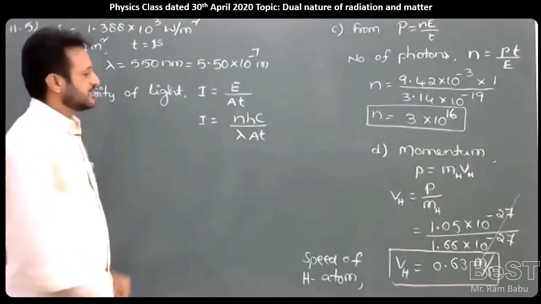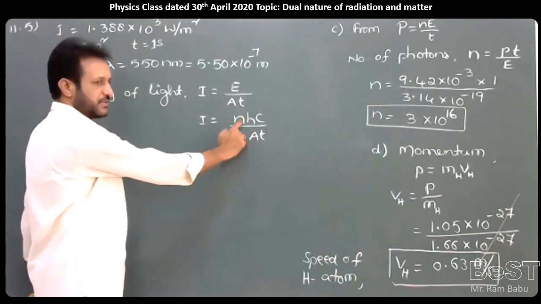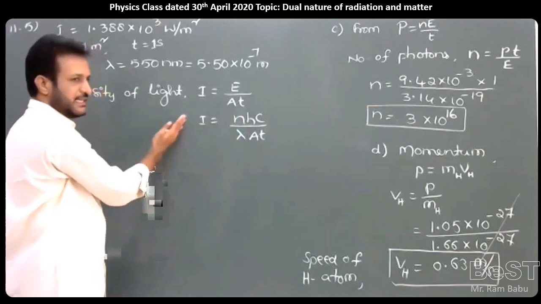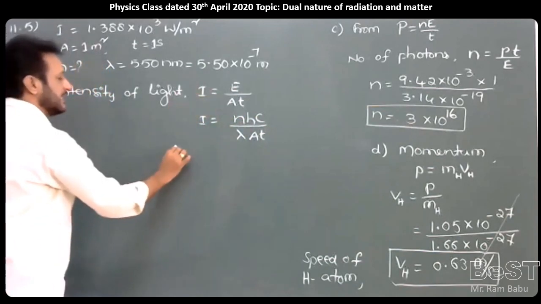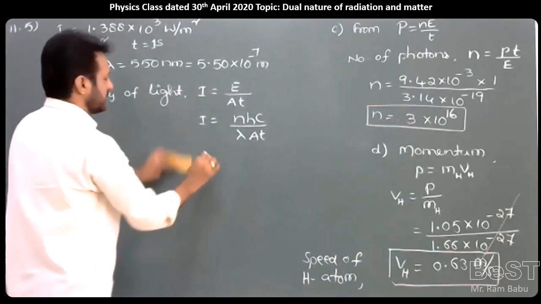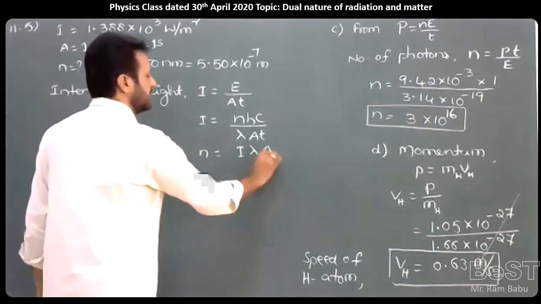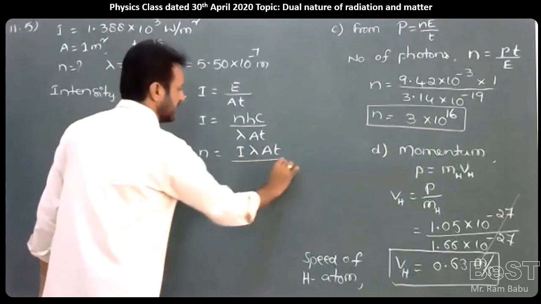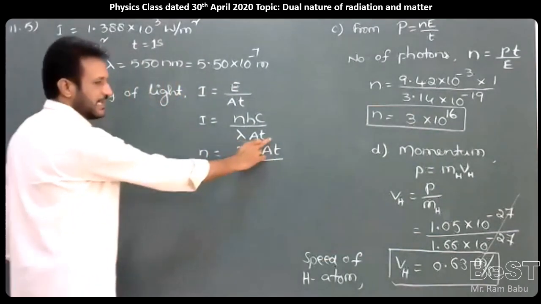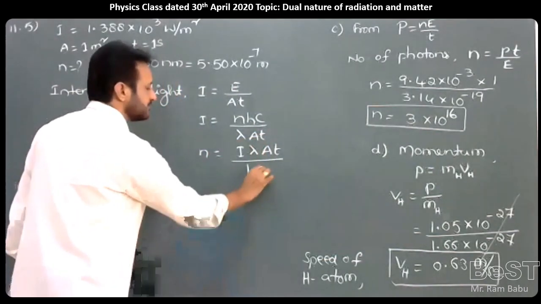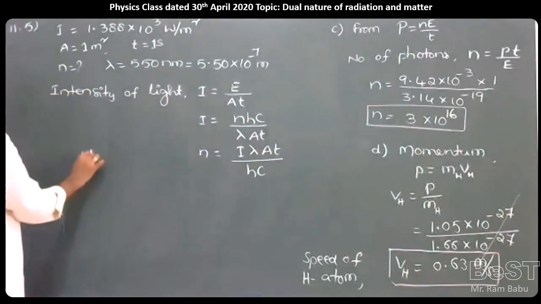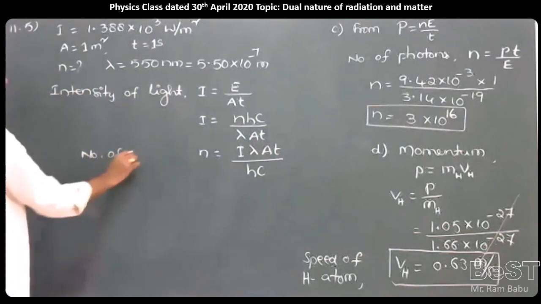In this formula we need to calculate the number of photons. Take all the letters to the left side except n. Therefore, n is equal to I into lambda into A into t divided by hc. So it is the formula for the number of photons.